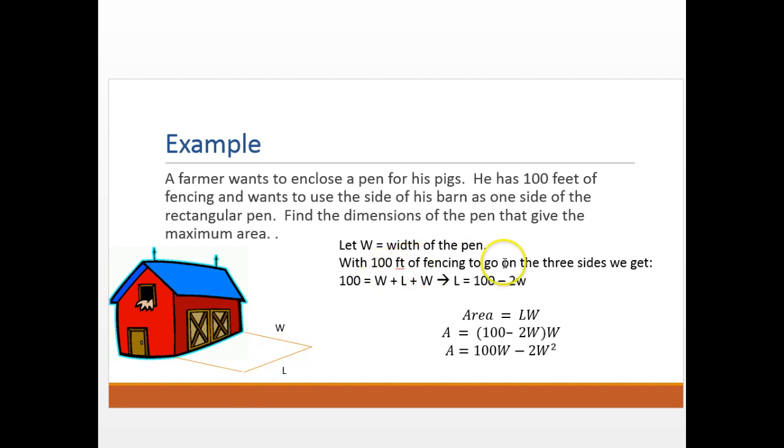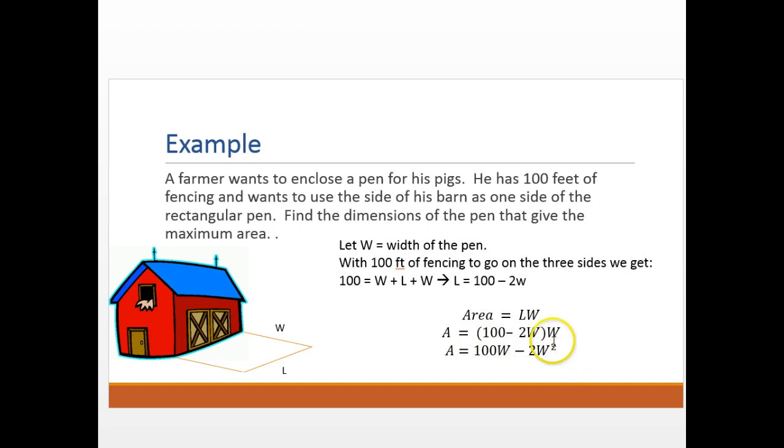So with 100 feet of fencing to go on the 3 sides, we get 100 = W + L + the other side, W. So therefore L = 100 − 2W. We know our formula is area = length times width. So area = (100 − 2W) times W. And if we distribute this, we get area = 100W − 2W².